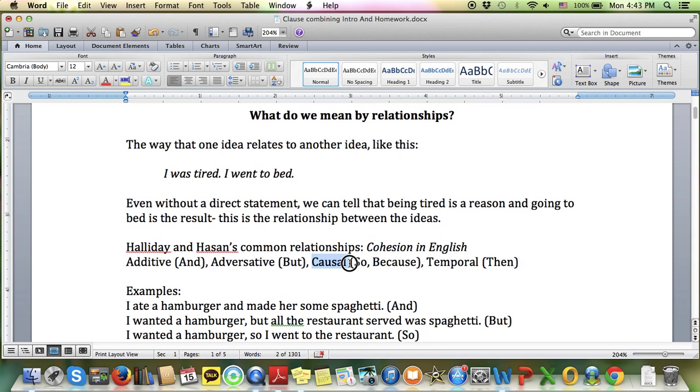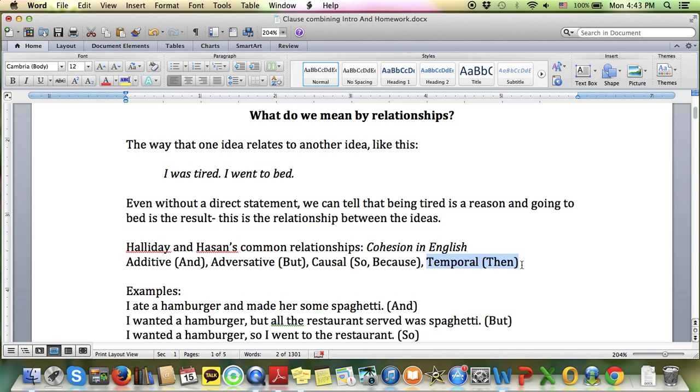We have causal, too, which is what we were just looking at right up here. Causal is always a little bit tricky because causal always involves a reason and a result, which is what we see here. I was tired, I went to bed. Here's a reason, here's a result. So causal is kind of tricky. And then we have temporal, which I just used. I said and then.